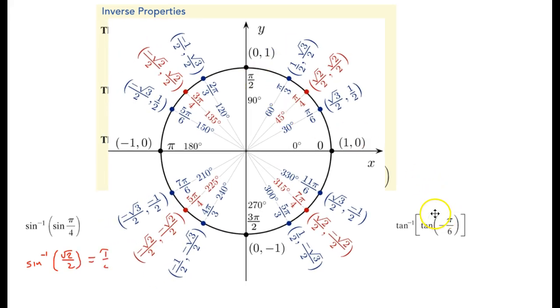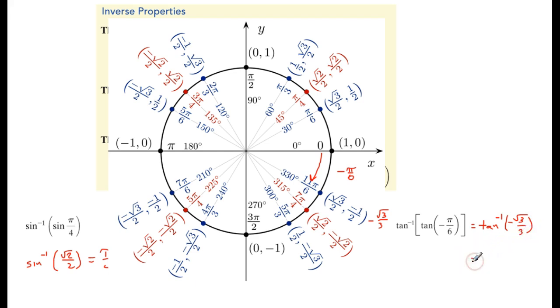The tangent of negative pi over 6 here. Remember, this is pi over 6, so this would be negative pi over 6. So this is the tangent of negative pi over 6. This is not as steep as this, so for tangent, this one's going to be the negative 1 over the square root of 3, or the negative square root of 3 over 3, however you want to write it. So we end up with the arctangent of the negative square root of 3 over 3, or negative 1 over the square root of 3.